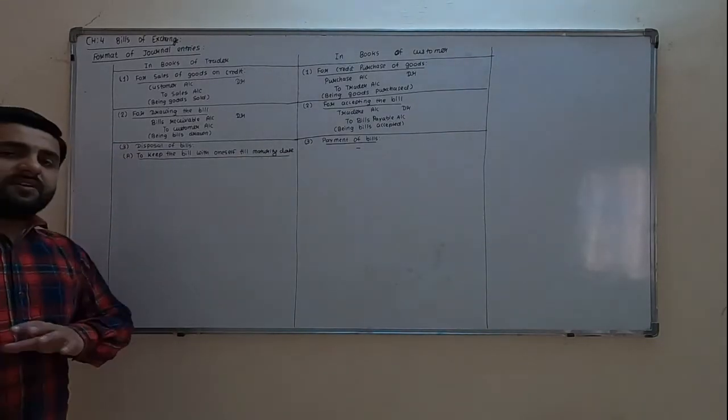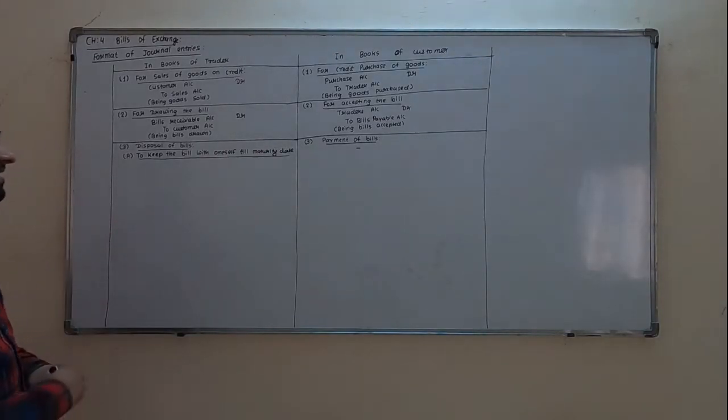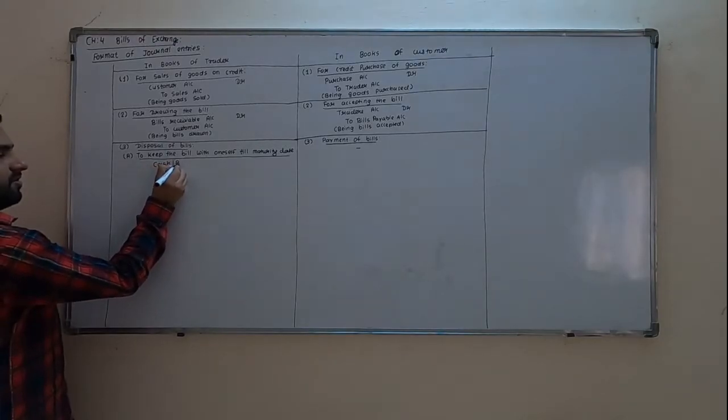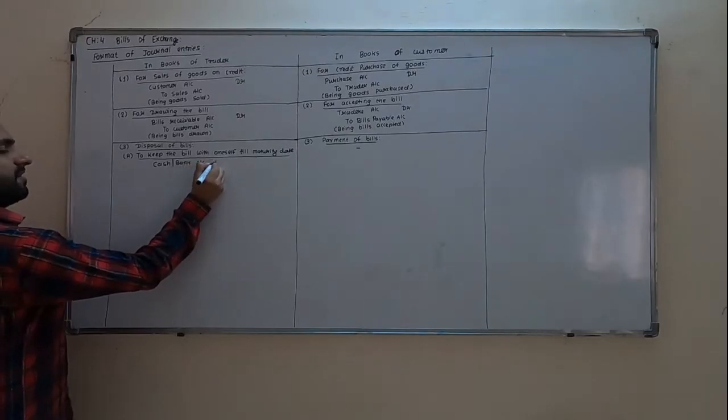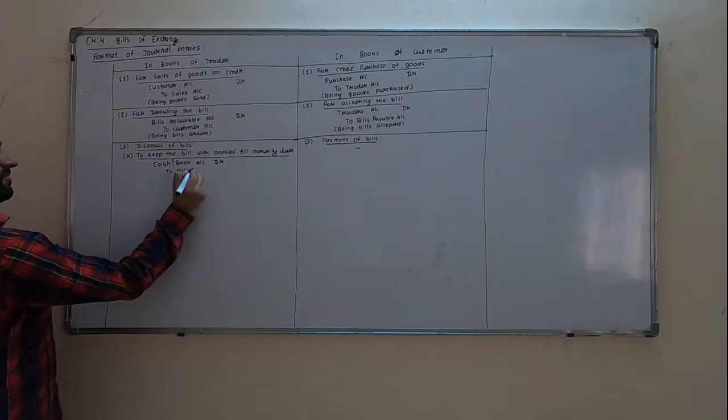So till the maturity date we are not using the bill and we are just receiving the amount on the maturity date. So we are receiving the amount. So cash or bank, anything can be debited. Cash or bank account debit to bills receivable account.